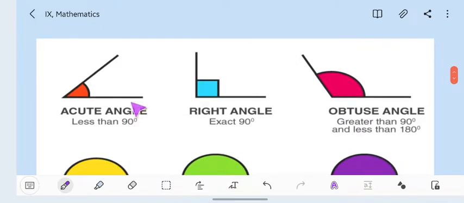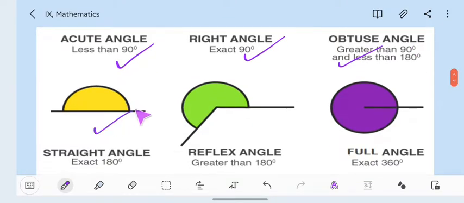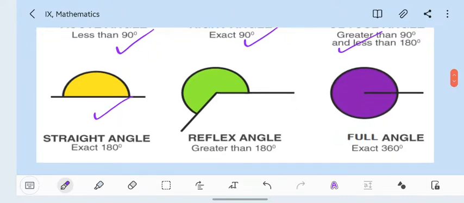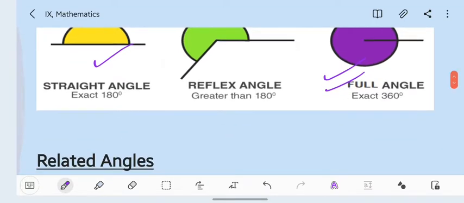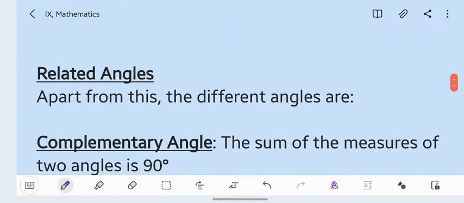Looking at the figure here, this is acute, less than 90; exactly 90, which is a right angle; obtuse angle, more than 90 but less than 180; a straight angle, completely equal to 180; and this is a reflex, which is greater than 180 degrees; and exactly 360 is the full angle. Apart from these six angles, we have other types of angles as well.